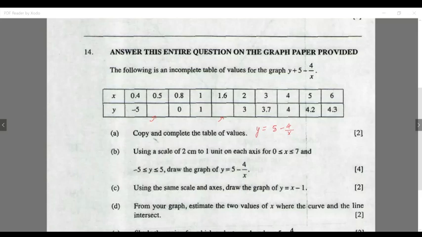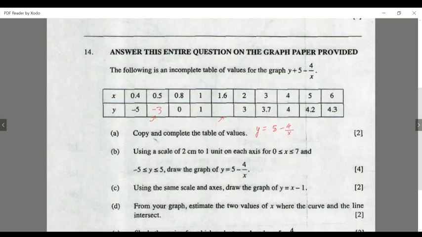So now I can kind of fill this in. 4 over 0.5 is 8. So 5 minus 8 is negative 3. That's the first value.